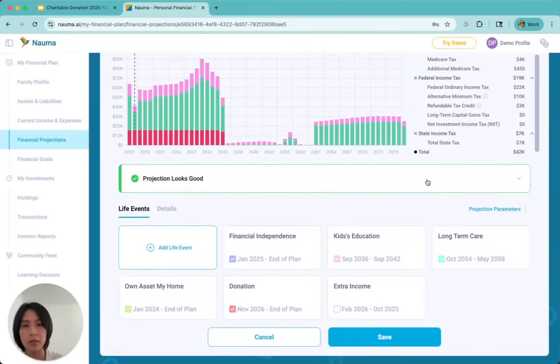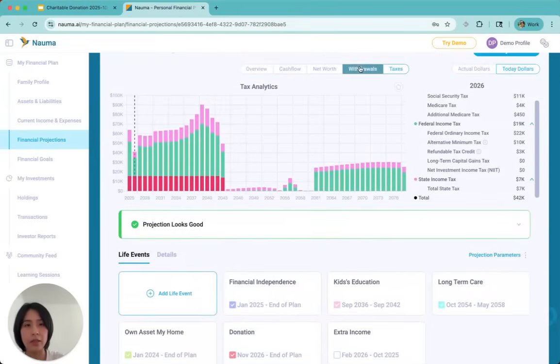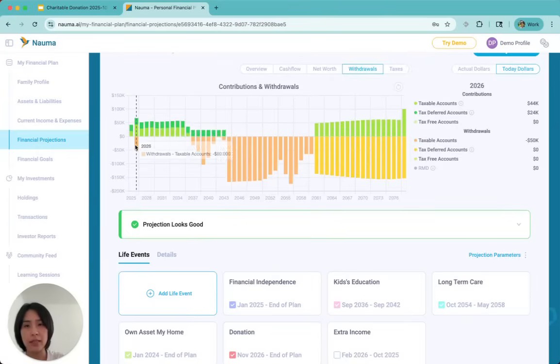Now it's 42. I think it's slightly different. The reason is that for any year that we're withdrawing from the taxable account, there will be a small effect, because we're donating the asset and it will affect the cost basis of the taxable account. Let's find one year that's more straightforward.